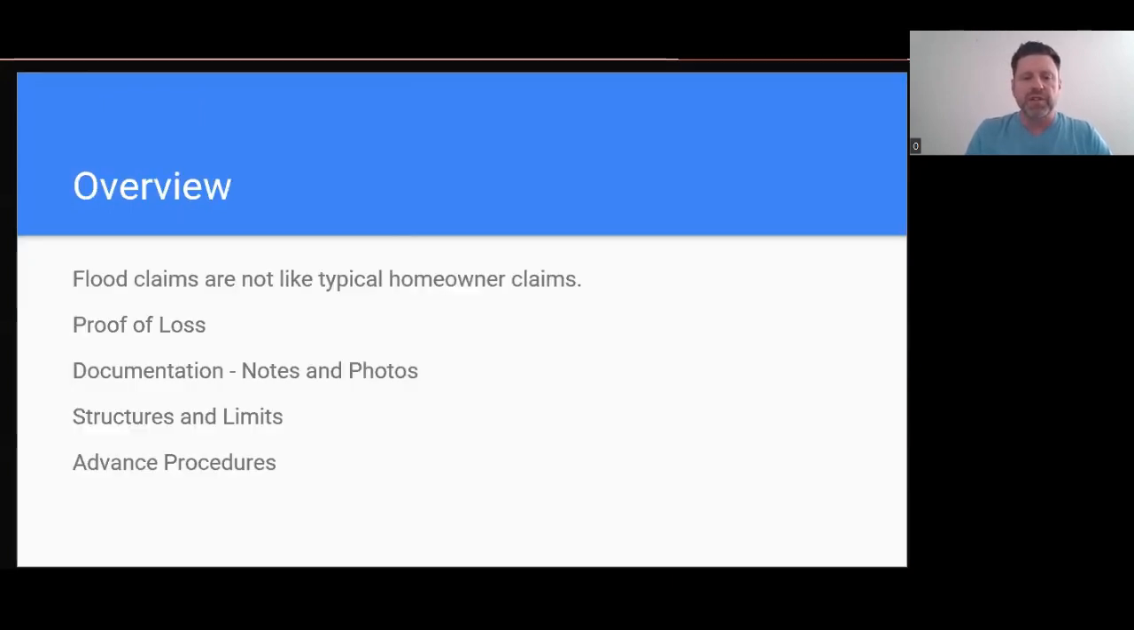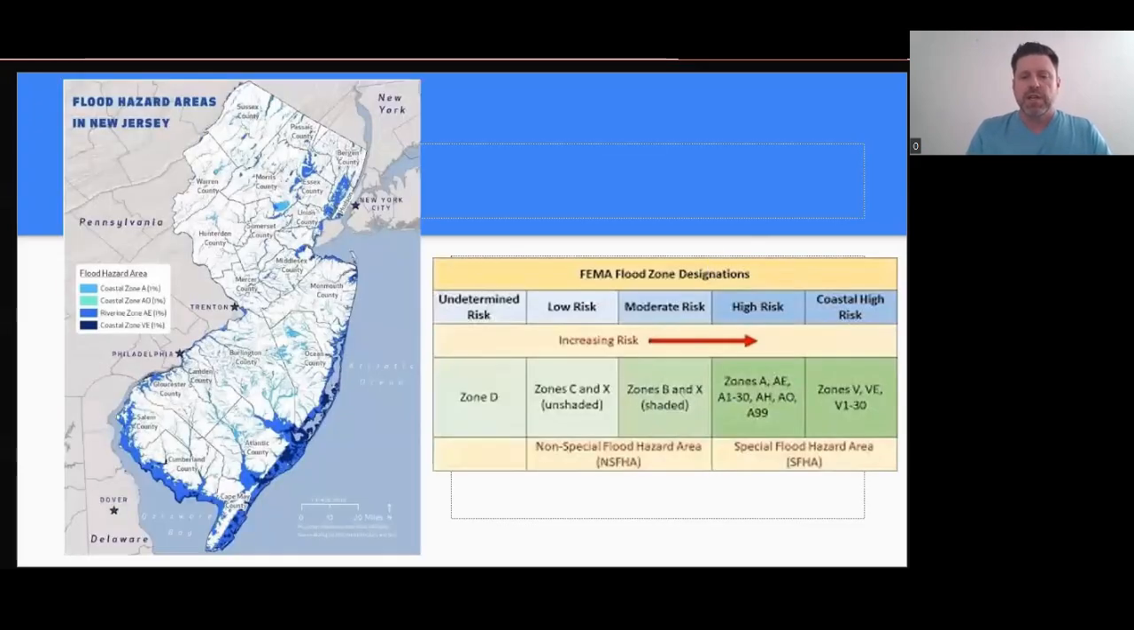All right, what I'm going to go over is the flood insurance and how they're not typical like homeowners insurance: the proof of loss, documentation, structures and limits, advanced policies. Here I have an example that FEMA sets up of how it's determined where there is a flood risk and how much of a flood risk there is. This flood risk is determined by FEMA, as you see.